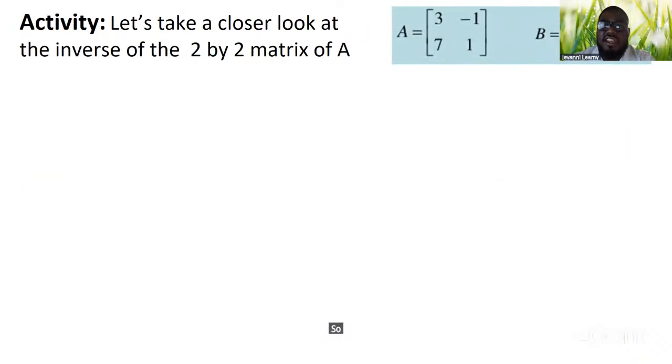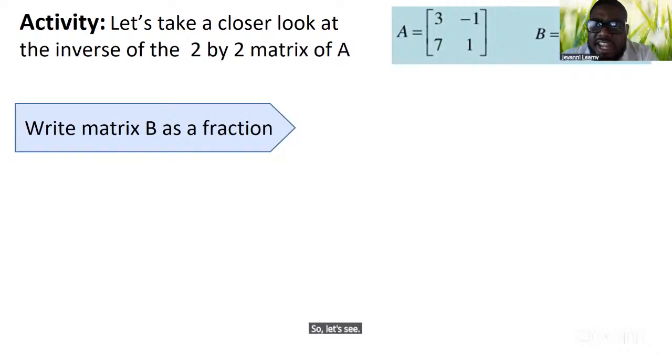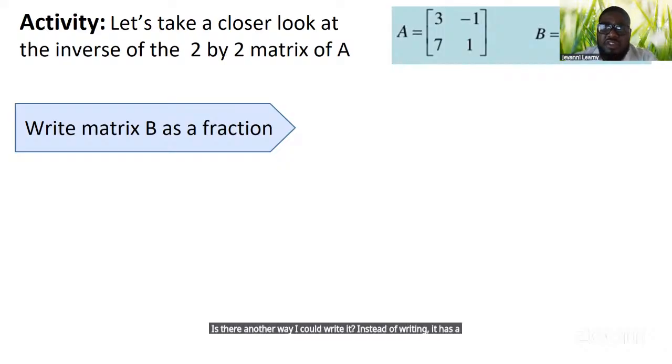So let's take a closer look at how we get this 2x2 inverse. So let's see. How else can I write 0.1, 0.1, negative 0.7, and 0.3? Is there another way I could write it? Instead of writing it as a decimal, is there another way I could write it?